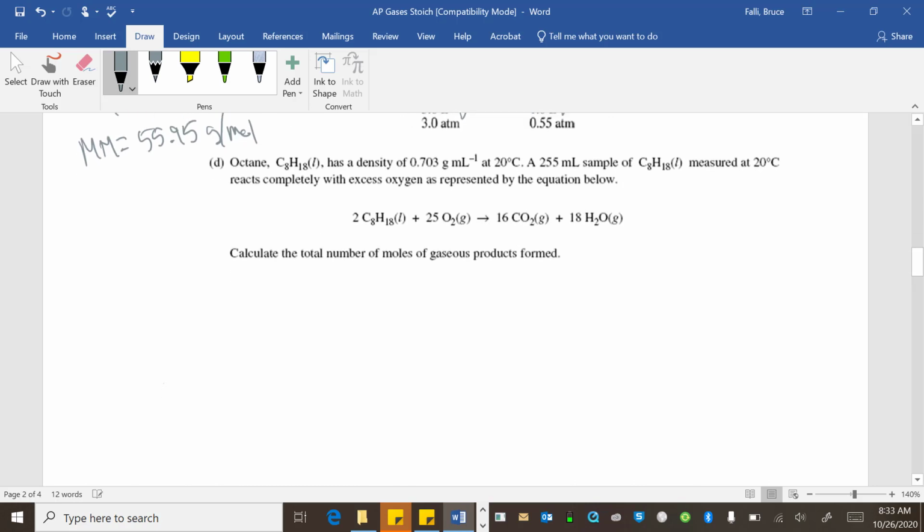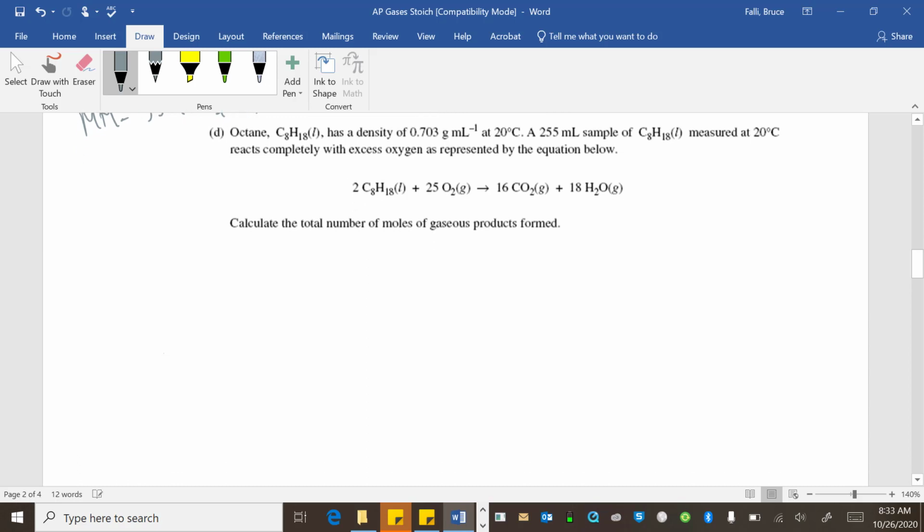A 255 milliliter sample of C8H18 measured at 20 reacts completely with excess oxygen gas, represented by the equation below. Okay, so this is the density in grams per milliliter, and I have this many milliliters. So density equals mass over volume. The density is 0.703 equals mass over milliliters. Now I have to check to make sure my units jive, and they do.